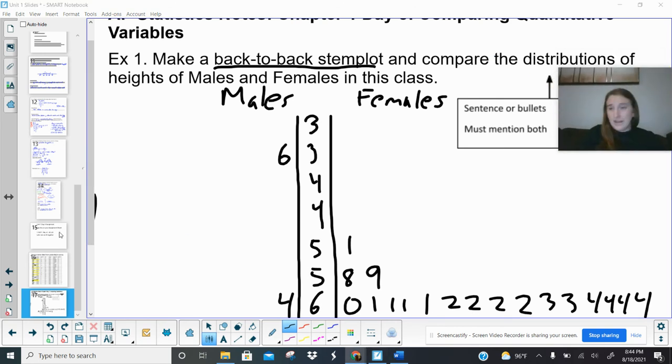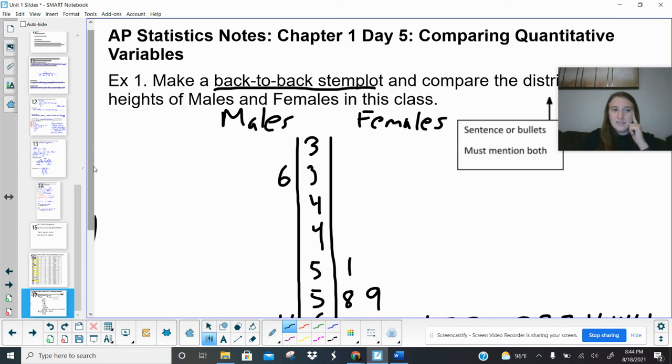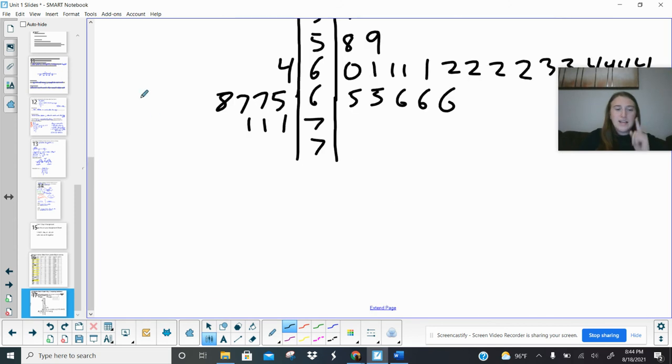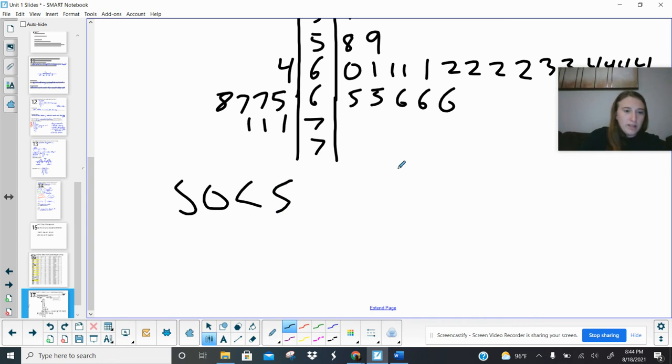So don't forget, whenever you are comparing distributions or talking about distributions, you have to remember your SOCS, right? So take a moment and look over your notes, but see if you remember. SOCS stands for the things we need to talk about. Sorry for my terrible handwriting. See if you can remember what SOCS stands for.